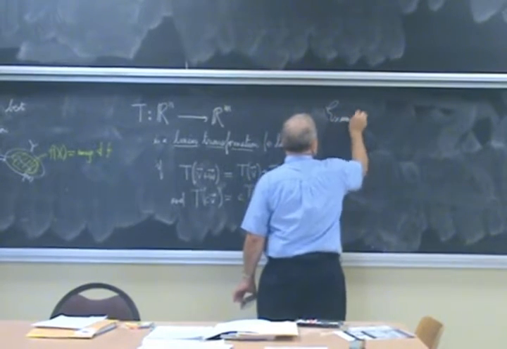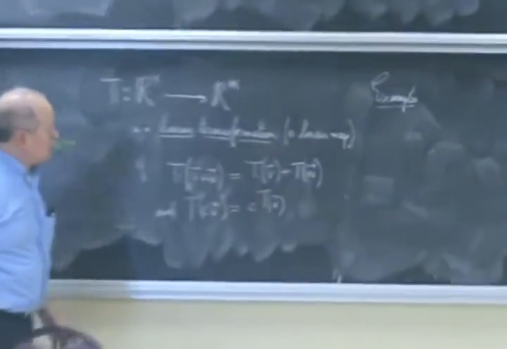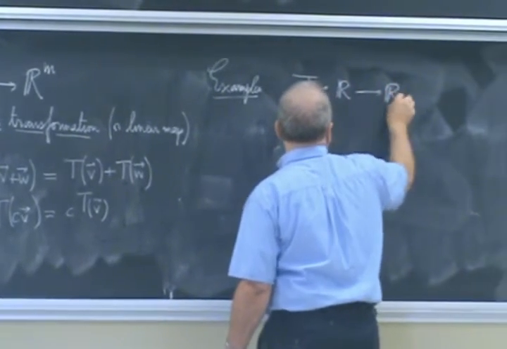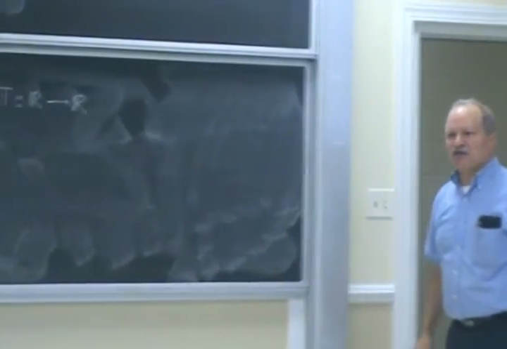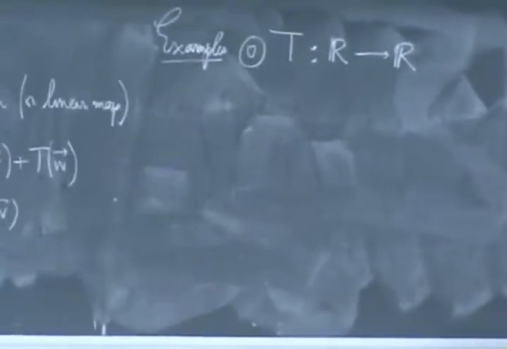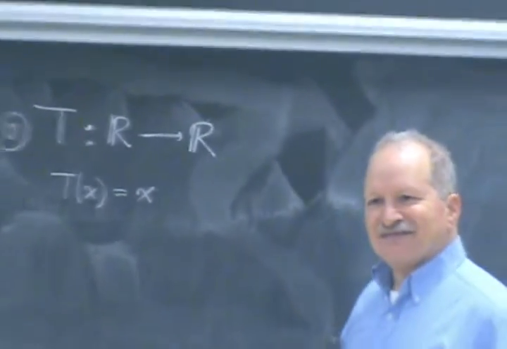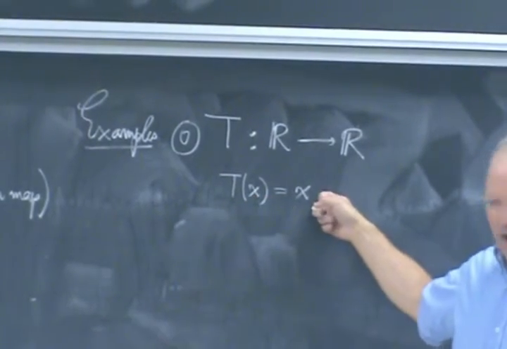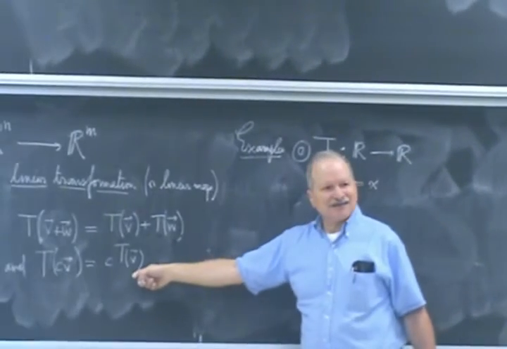Examples. What in the world would be an example of a linear map? Let's start off with the simplest possible thing you could ever do. I'll call it example 0. Can you give me a linear function from R to R? F of x equals x. Okay, so T of a real number x is x. Does that work? If you put in x plus y here, you get x plus y, so that works. If you put in cx, you get cx, so that works.